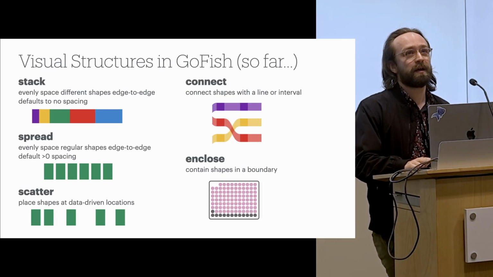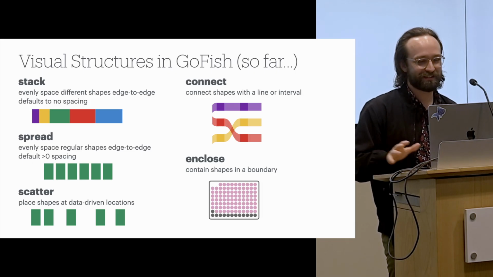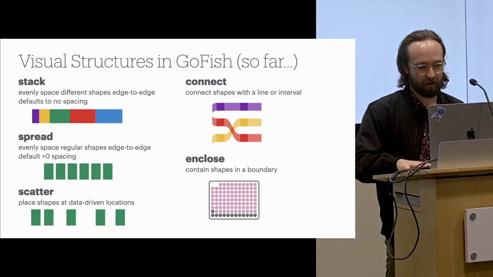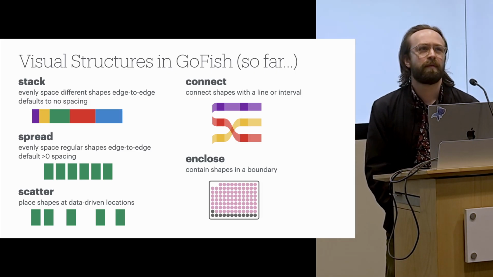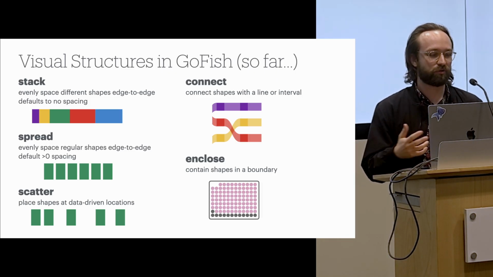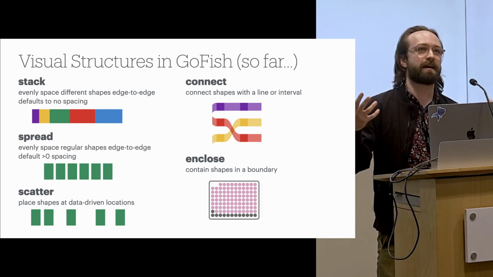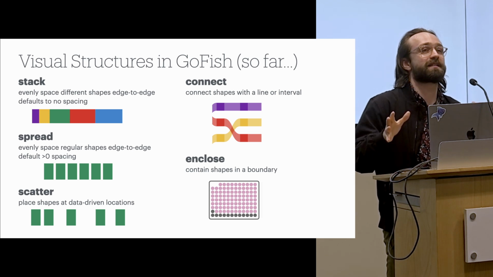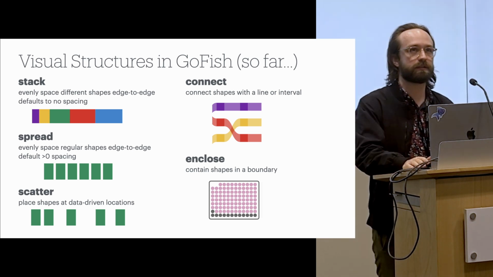So now I'll walk you through some of the visual structures we've done so far. These primitives are all sort of in flux, but I want to show you some of the things that come up a lot. Some basic spatial arrangements that you see in a stacked bar chart are this stacking thing, even spacing between elements, or scattering, where you have data-driven positions.